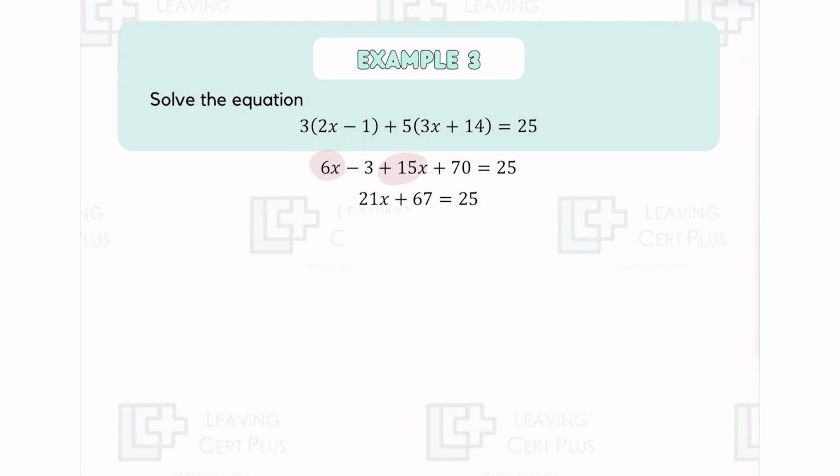Then it's time to get rid of the 67. So we have to take 67 from both sides. On the left hand side, 21x will be left, and on the right hand side, 25 take away 67 is minus 42. Finally, divide both sides by 21, and we have x equals minus 2, and that is our solution.